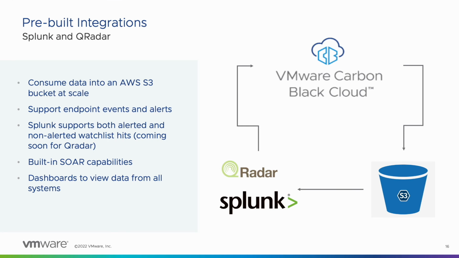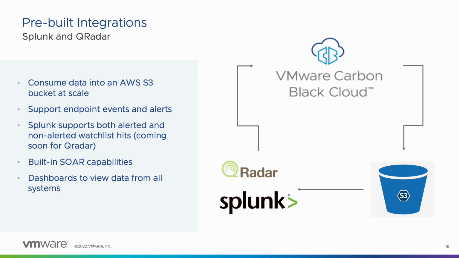Now that we have covered use cases and data storage, let's dive into how we can integrate the Carbon Black Cloud with other systems using the data forwarder. We have two pre-built integrations that can seamlessly push data to your other applications and also allow you to perform actions on that data. The Carbon Black Cloud apps for Splunk and IBM QRadar utilize the data forwarder, which supports endpoint events as well as alerted and non-alerted watchlist hits.